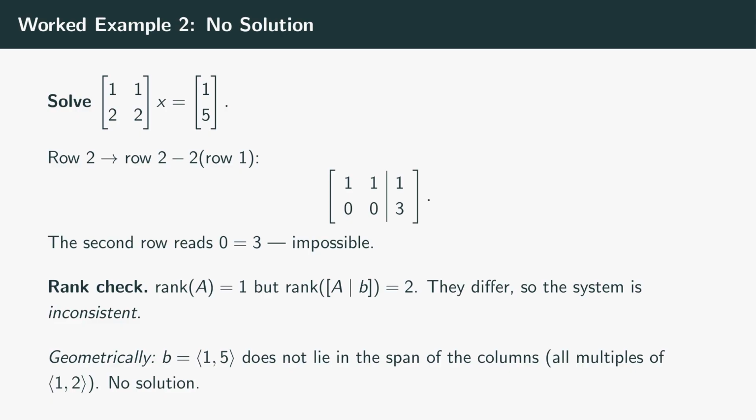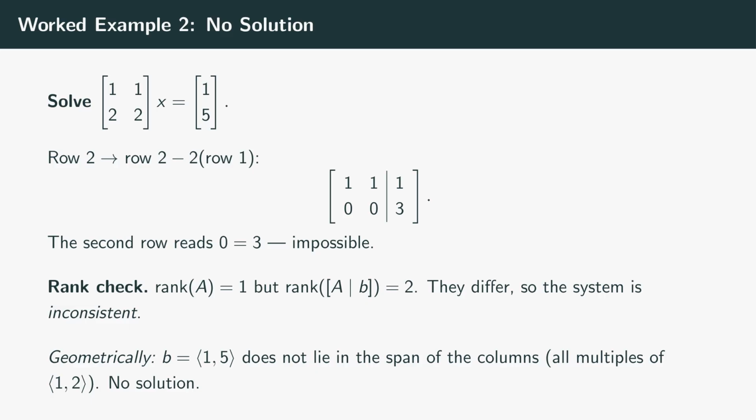Now a system with no solution. Take the matrix with first row 1, 1, and second row 2, 2, with right-hand side 1 and 5. Eliminate by subtracting 2 times the first row from the second. The second row collapses to 0, 0 on the left but 3 on the right. That row reads 0 equals 3, which is impossible, so the system has no solution.